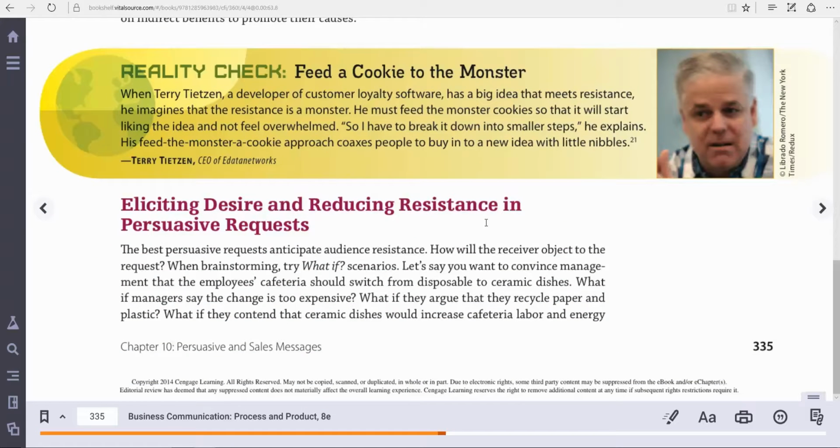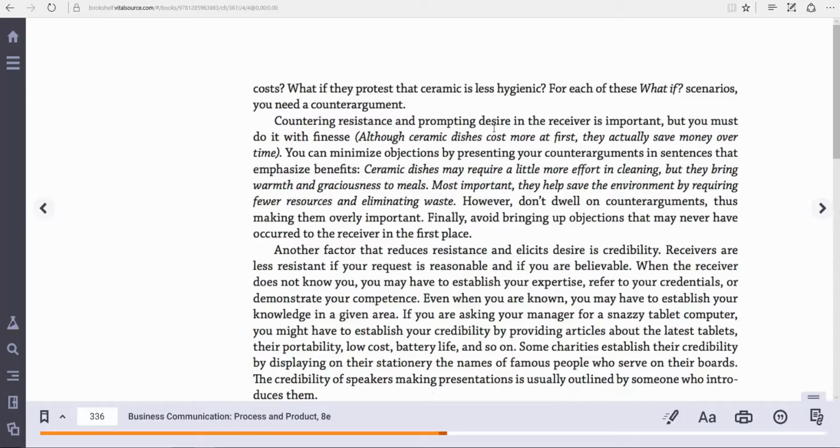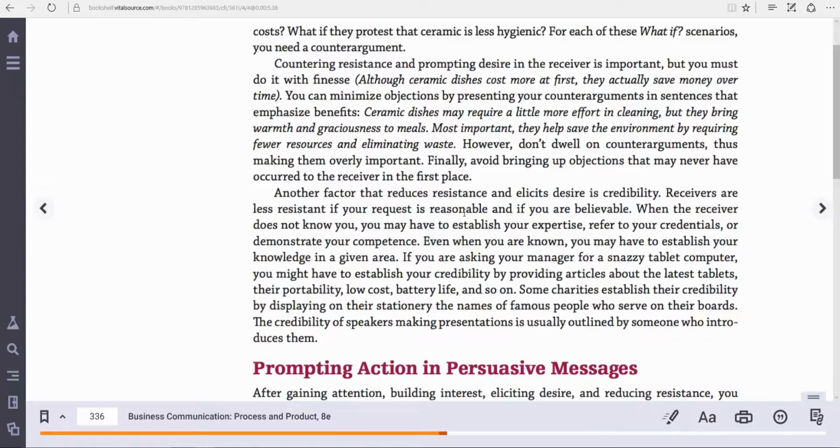Eliciting desire and reducing resistance. So how will the receiver object to the request? What-if scenarios: try to convince management to switch employee cafeterias. What if they argue? What if they contend? So you kind of have to do the what-if. Countering resistance and prompting desire in the receiver is important. Another factor that reduces resistance and elicits desire is credibility.